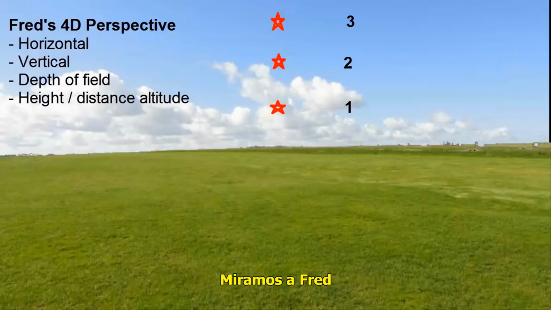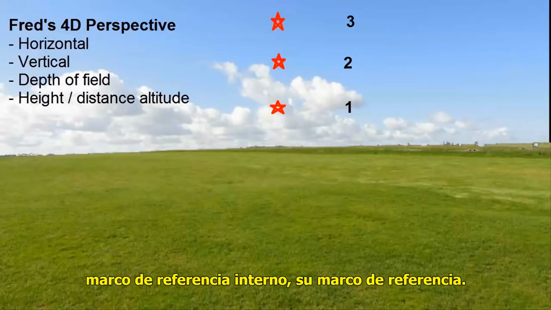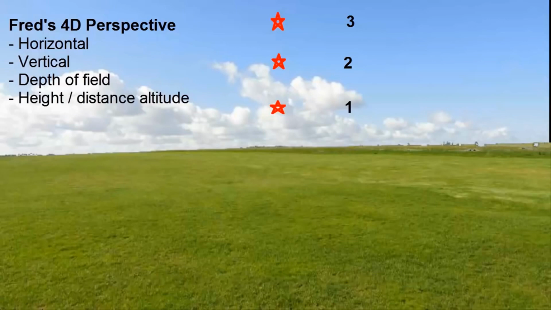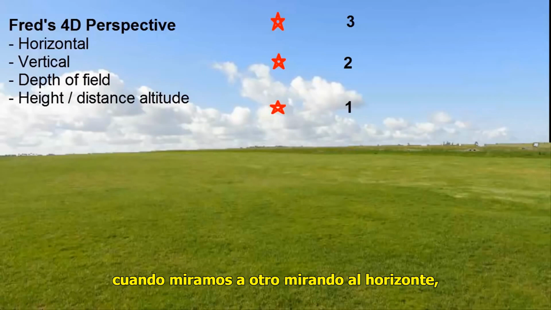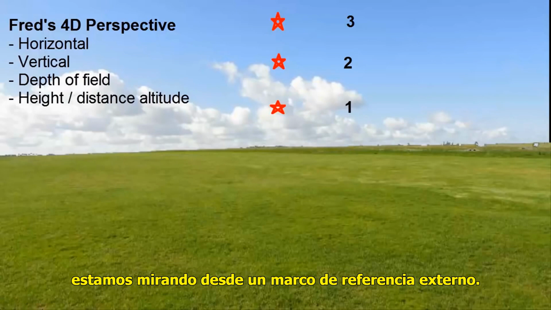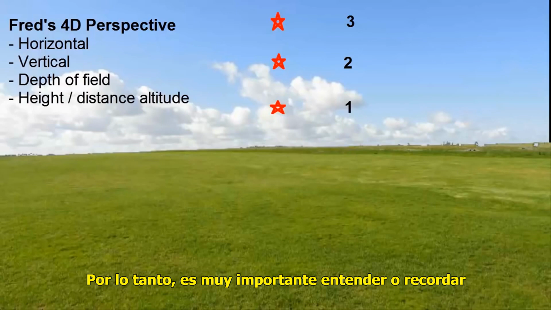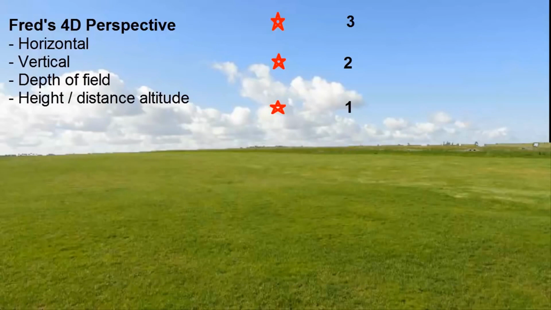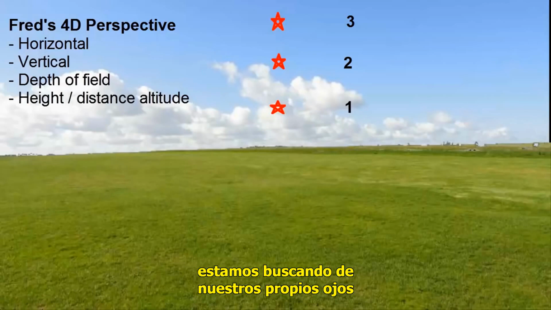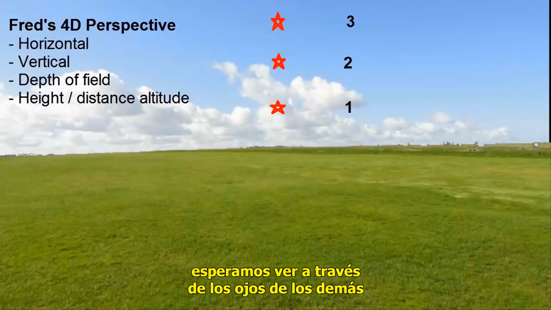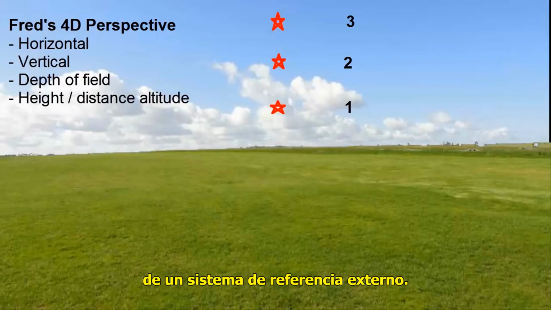So this is what we've been looking at here. We've been looking at Fred's internal frame of reference, his frame of reference, but the shots beforehand showed us that when we look at someone else looking at a horizon, we are looking from an external frame of reference. So it's very important to remember whether we are looking from our own eyes, through someone else's eyes, or what we expect to see through someone's eyes from an external frame of reference.